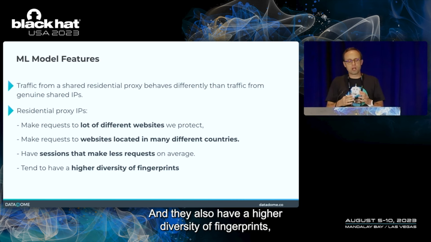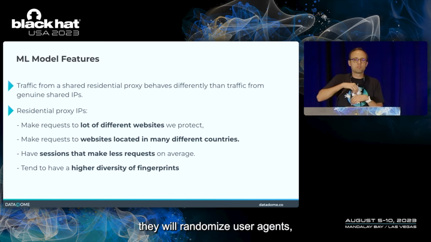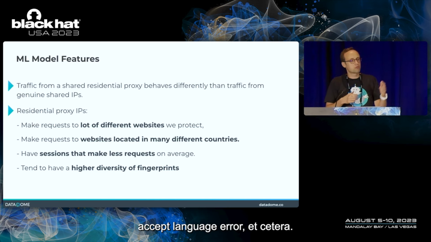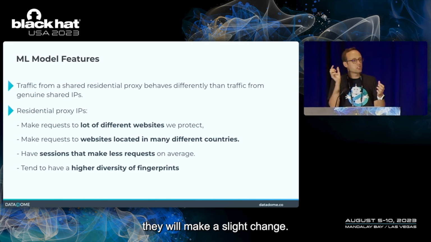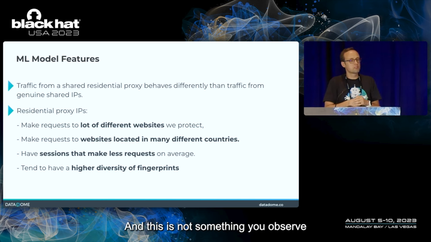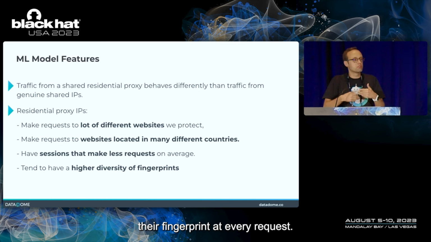And they also have a higher diversity of fingerprints, which also makes sense because bots as a service, for example, or bots, will randomize user agents, accept language headers, etc. And so every time they make a request, they will make a slight change. This is not something you observe with legitimate shared IP addresses because most people have an iPhone or Android device, and they don't change their fingerprint at every request.